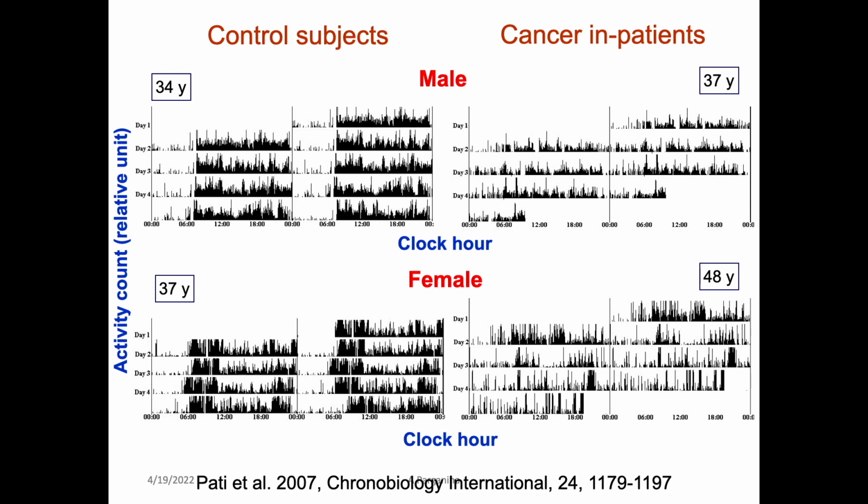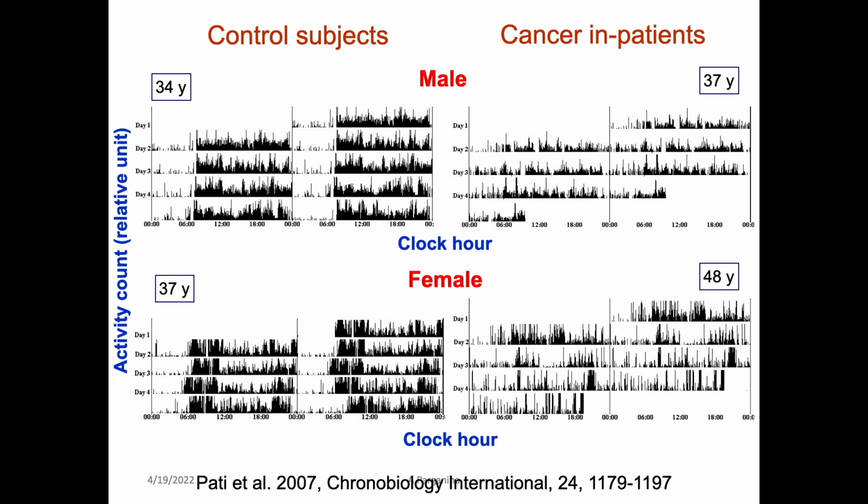But in case of the age-based cancer patient, we can see that there is a complete disruption of the rest activity rhythm. We cannot differentiate between the day and night, because there is continuous activity during the whole 24-hour time scale.